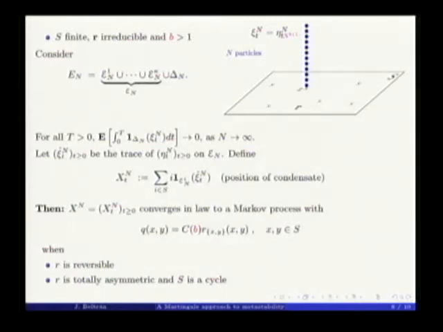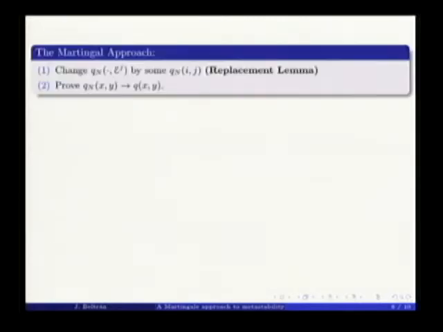Good. Okay, so just to finish, this is the martingale approach, in which in one step you need a good idea to prove a replacement lemma. You need to replace this guy, but these other numbers, and then you need to prove that this sequence of real numbers is converging to something. Yep, good.